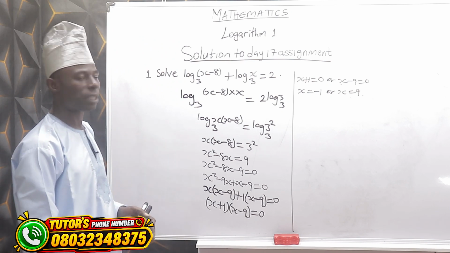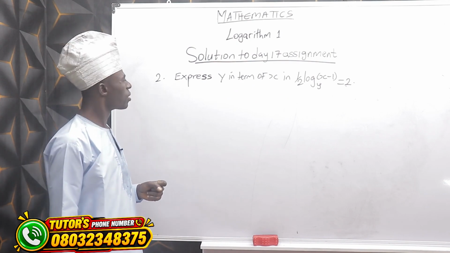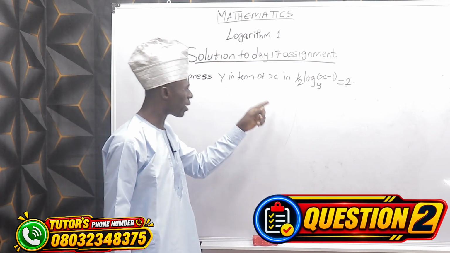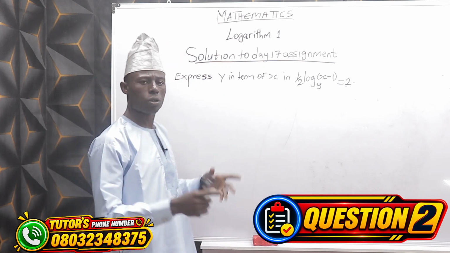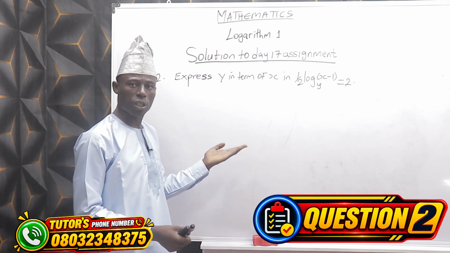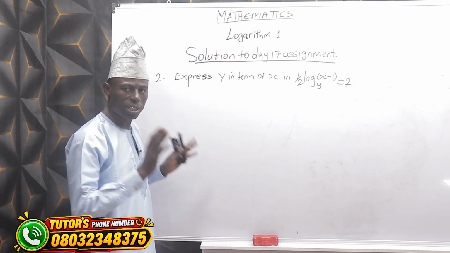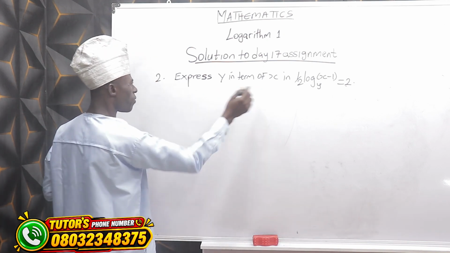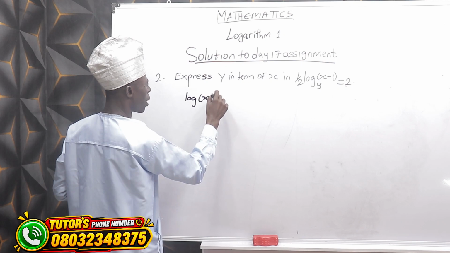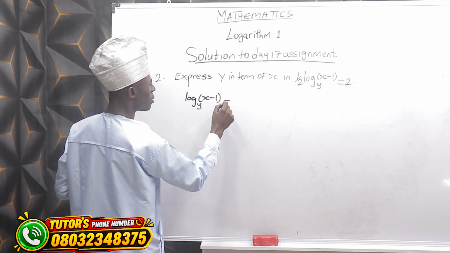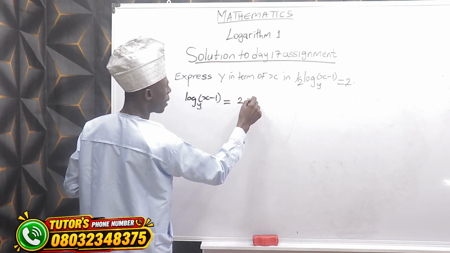Let's move to question 2 quickly. Question number 2 of the assignment. Express y in terms of x in half log (x minus 1) base y equals 2. There are different approaches you can apply here. But I want to divide both sides by half. If you divide both sides by half, you will have log (x minus 1) base y equals 2 divided by half.